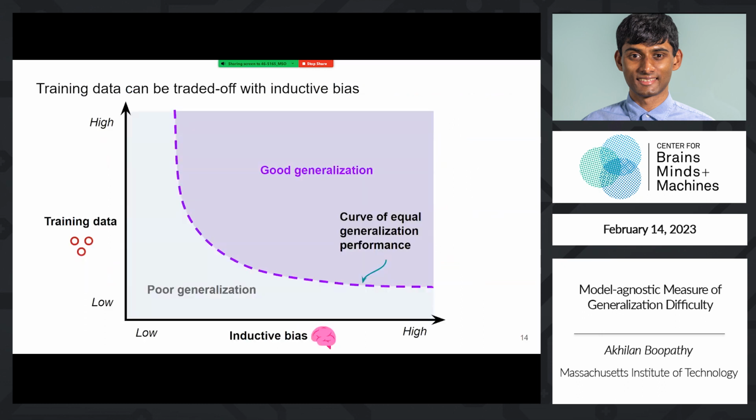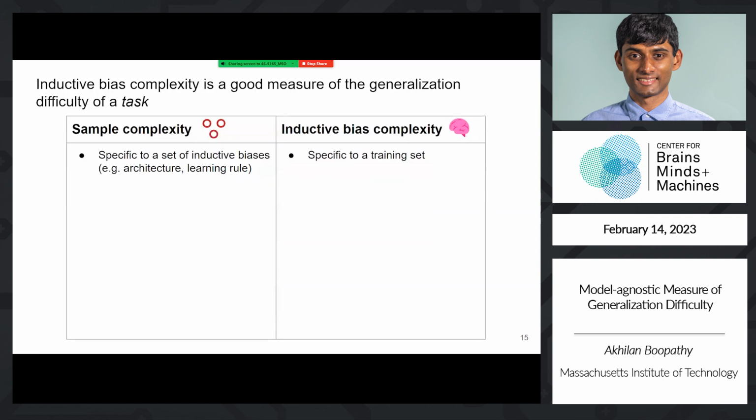Now, in general, we might expect that there's a trade-off between these two quantities. If we have a low amount of training data, we'll probably need a lot of inductive bias to generalize on a task. And conversely, if we have little inductive bias, we'll need a lot of training data to generalize. So just to really nail down the distinction between these two quantities, sample complexity is specific to a set of inductive biases. Different architectures will probably have different sample complexity, because maybe an architecture with more inductive bias will require fewer training samples to generalize. In the same way, inductive bias complexity is specific to a training set. So if I have more training data, then I'll probably need less inductive bias.